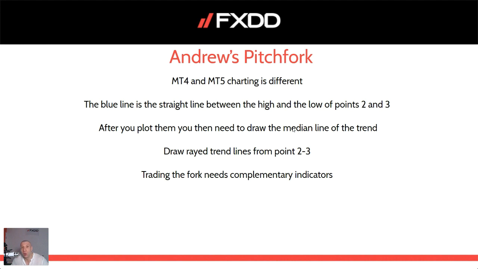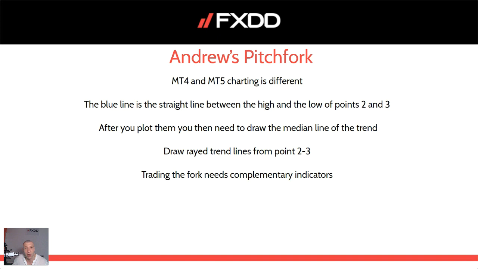Andrews Pitchfork uses MT4 and MT5 platforms the most. Okay, but it's different charting on MT4 and MT5. I will use MT4 because I'm trading on MT4. And still, MT4 is by far the most popular platform for traders. The blue line is the straight line between the high and the low of points 2 and 3. After you plot them, you need to draw the median line of the trend. Draw arrayed trend lines from points 2 and 3, and trading the fork, guys, needs complementary indicators. I will show you how to draw it, but you need to know that it needs some complementary indicators because, as I say, it's very subjective.